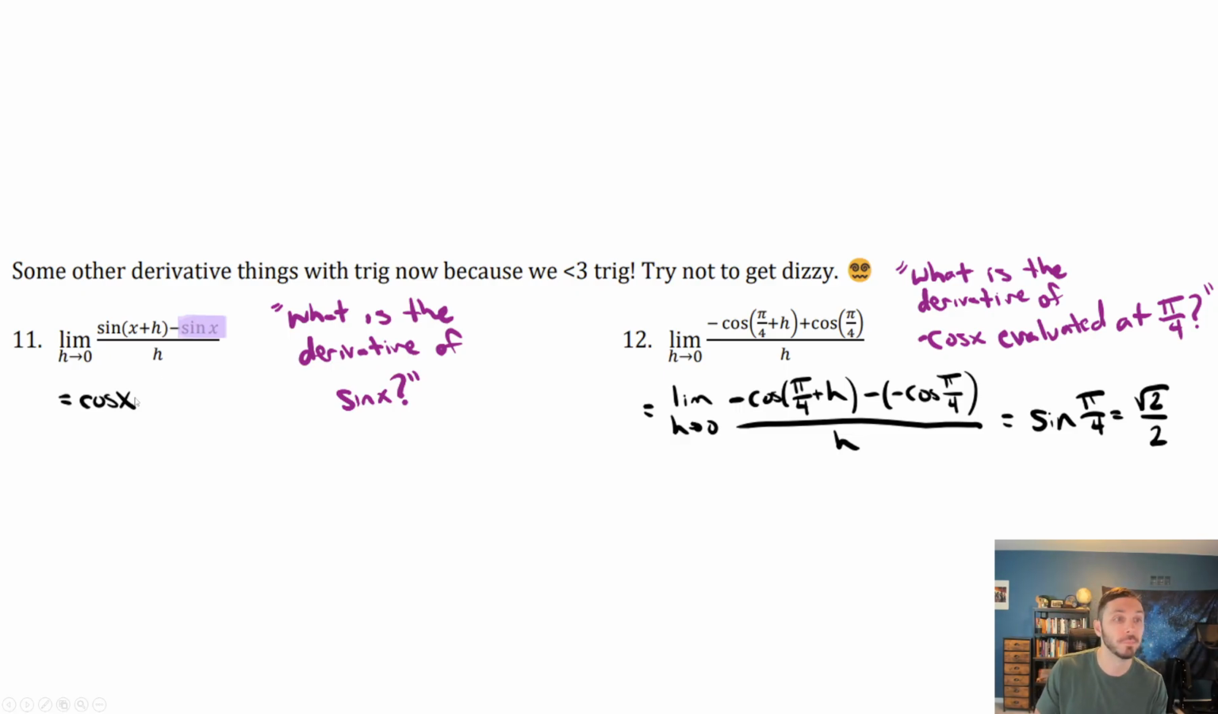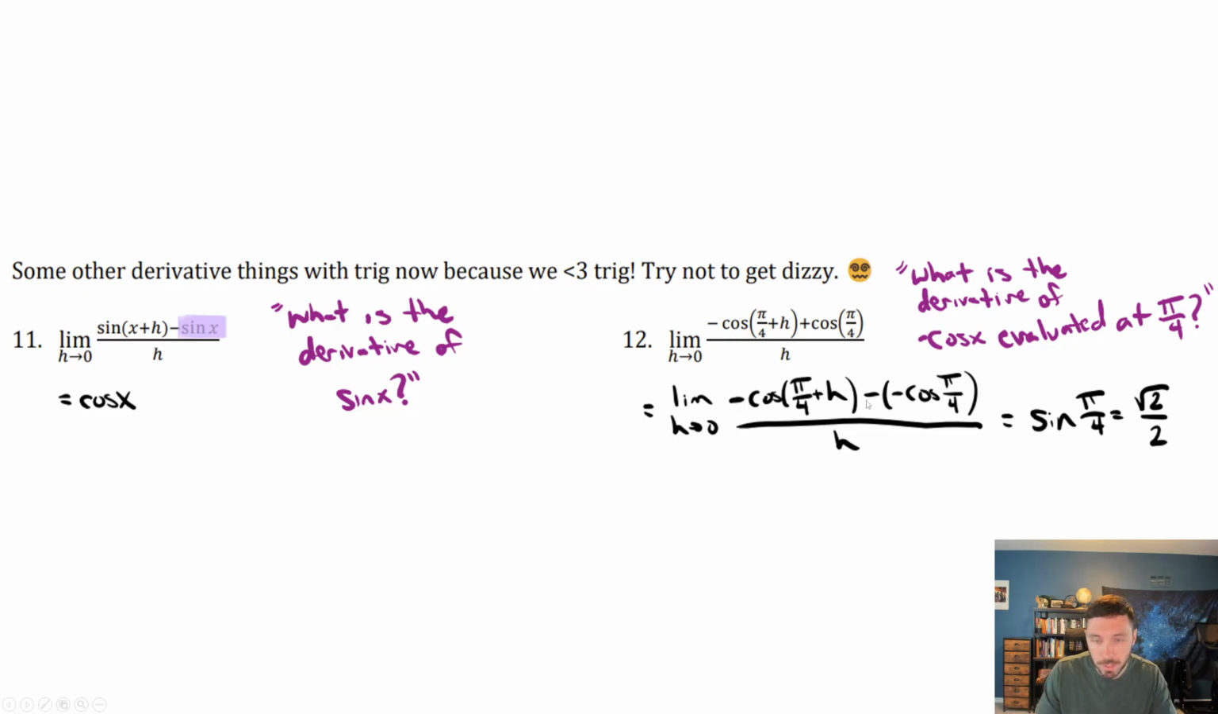It's cosine. Remember, this is the limit definition of a derivative, and f of x is right there. Same story over here. You just have a plus here, which is a little confusing. So if you subtract the negative, you get a positive. So this is take the derivative of negative cosine and then plug in pi over 4. So what is the derivative of negative cosine evaluated at pi over 4 is what this is.